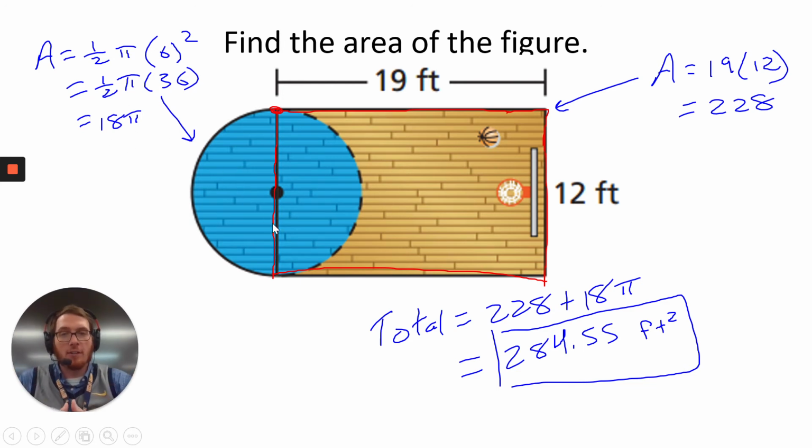And I add those together. 228 plus 18 pi feet squared. Or as a decimal, make sure you're able to find that. Use the pi button. And 284.55 feet squared for your final answer for the area of that composite figure of the semicircle plus the rectangle.